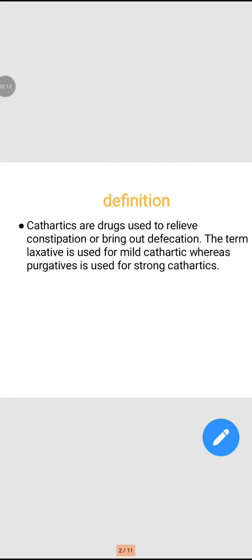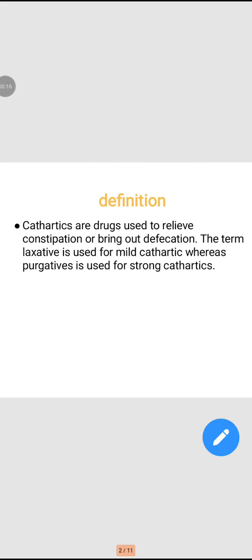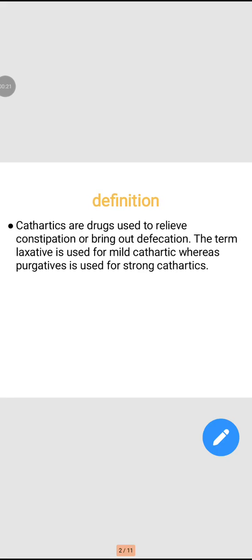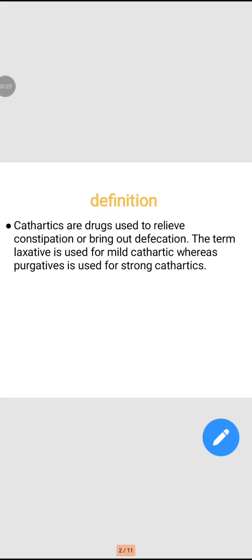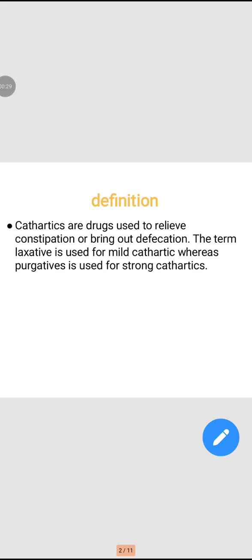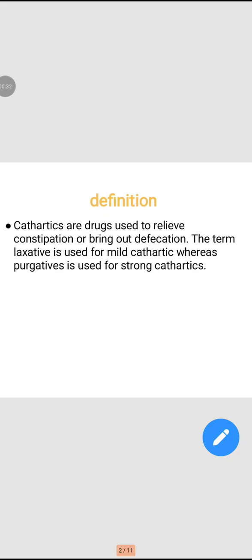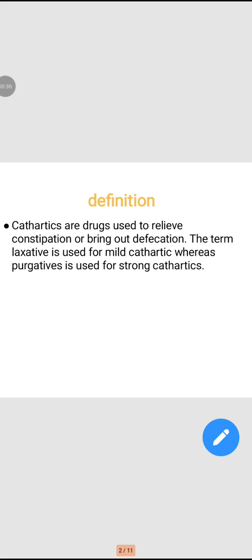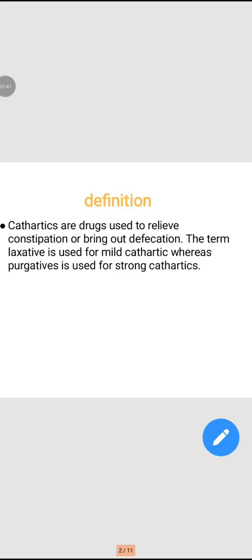Today's topic is cathartics. Cathartics are drugs used to relieve constipation or bring out defecation. The term laxatives is used for mild cathartics, whereas purgatives is used for strong cathartics.